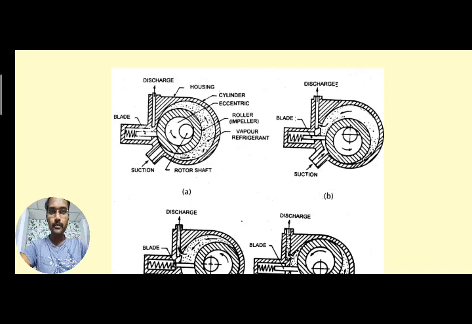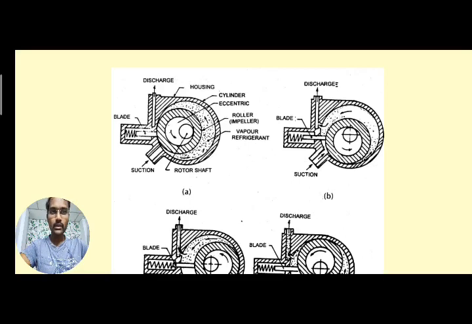Around that roller you can see the outer portion can be taken as a cylinder. So to the cylinder, as I have told, two ports are connected. One is the suction port, and at the top left side you can see there is a discharge port.